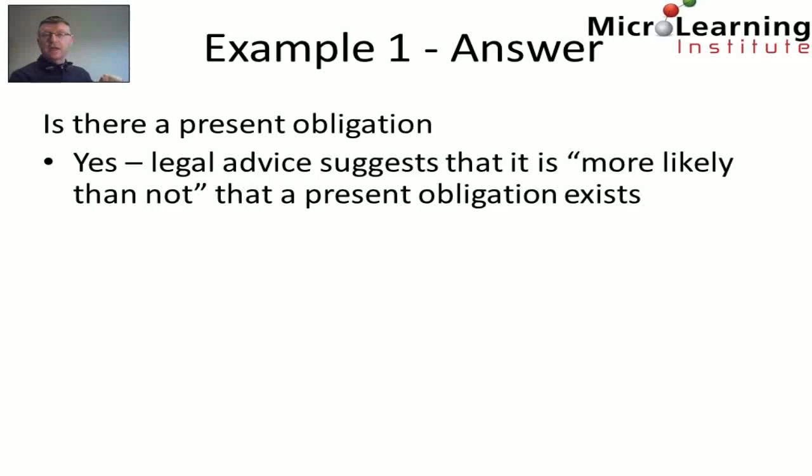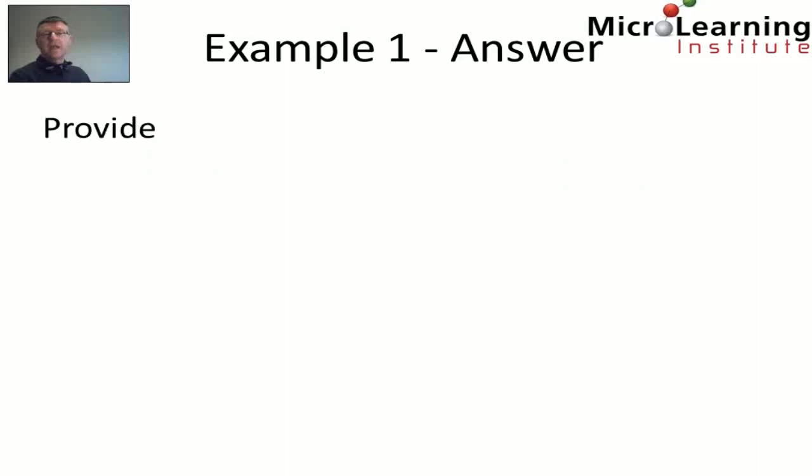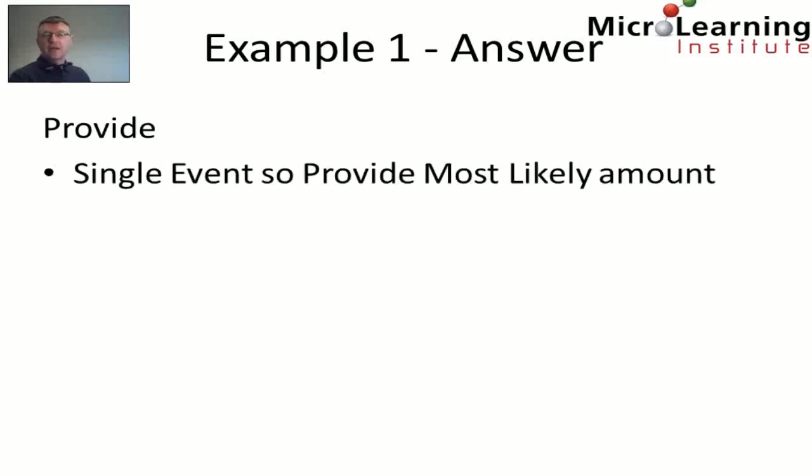Now the next question IAS 37 asks us to consider is, is there a likely outflow of economic resources? And of course here it is likely that we will end up paying for this event. And finally IAS 37 asks us to consider, is this likely outflow measurable with any reliability? And of course here again it is, because we have past experience. So as we can answer yes to all of these questions, then we provide. And IAS 37 says that when there is a single event, we provide for the most likely amount.